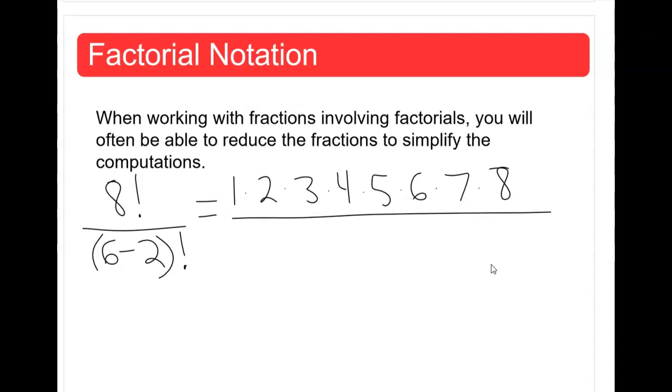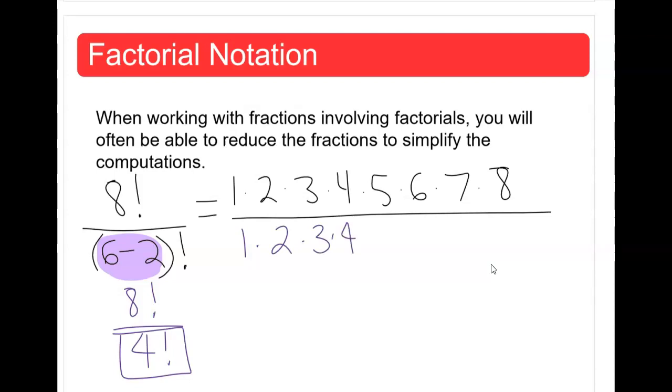And for the bottom, the first thing we need to do is subtract what's inside the parentheses, because according to the order of operations, parentheses have the first order. We need to take care of that before factorials, which are in the same order as exponentials. So 6 minus 2 is equal to 4. So this is in reality 8 factorial over 4 factorial. And so 4 factorial is going to be 1 times 2 times 3 times 4.